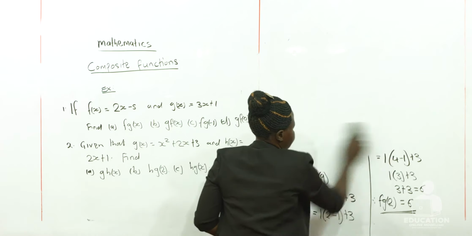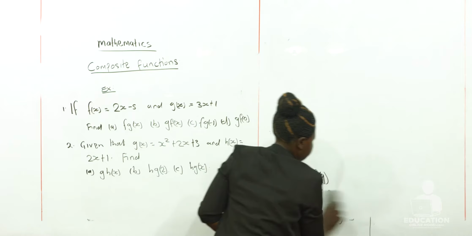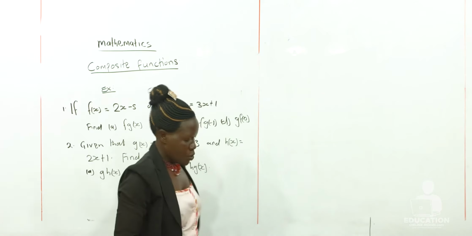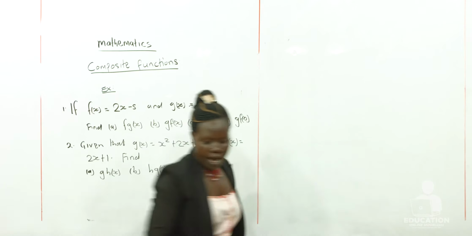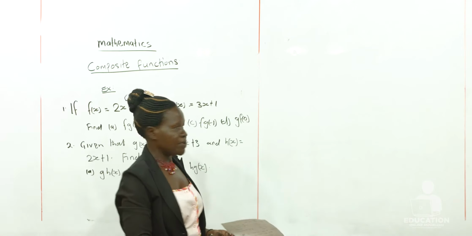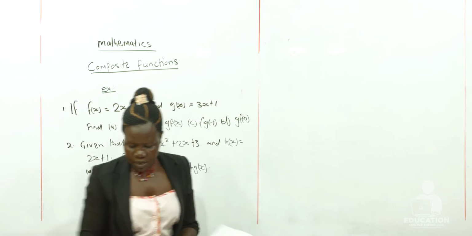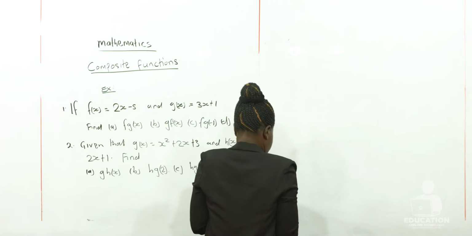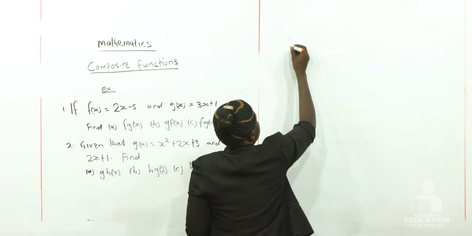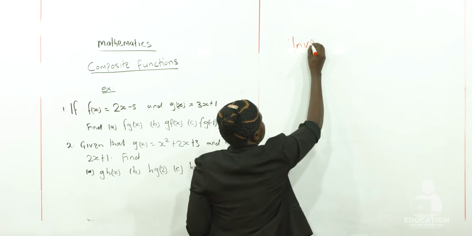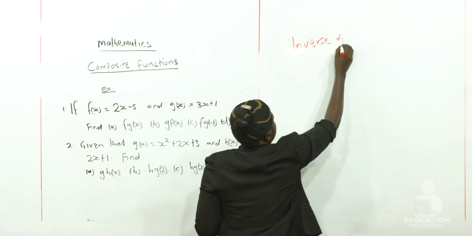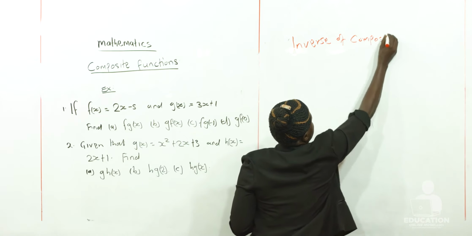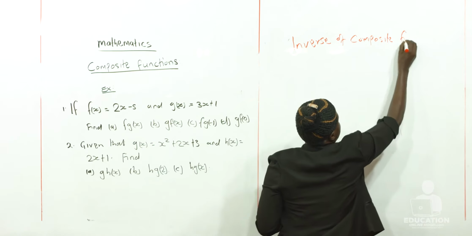And then this actually marks the end of how to calculate the composite functions. So we are moving ahead by looking at how we find what we call the inverse of a composite function. The inverse of composite functions.